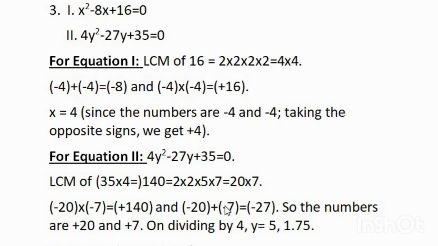Take the opposite signs, plus 20 and plus 7, and finally you have to divide it by the y square term. The y square term here is 4. So plus 20 by 4 is plus 5, and plus 7 by 4 is 1.75.